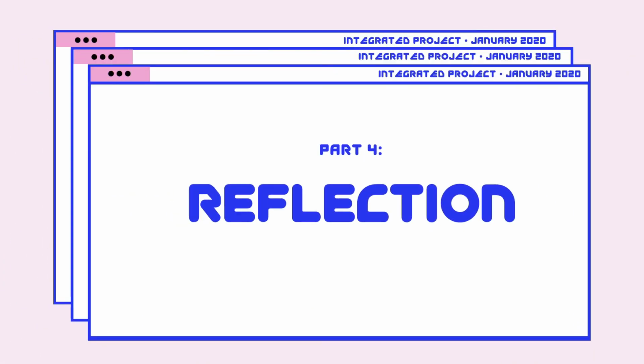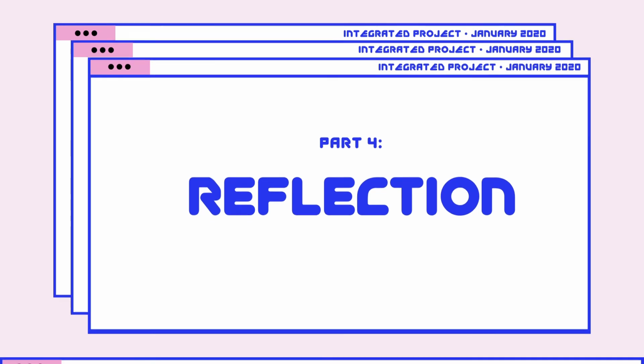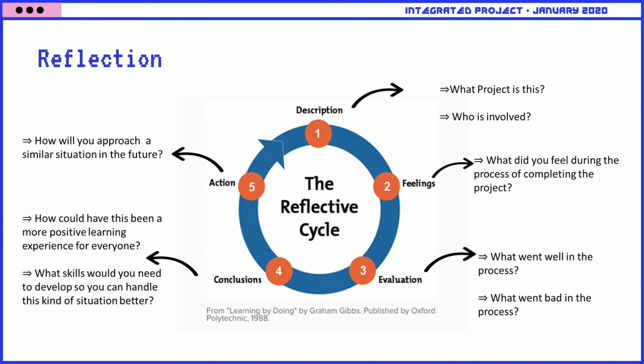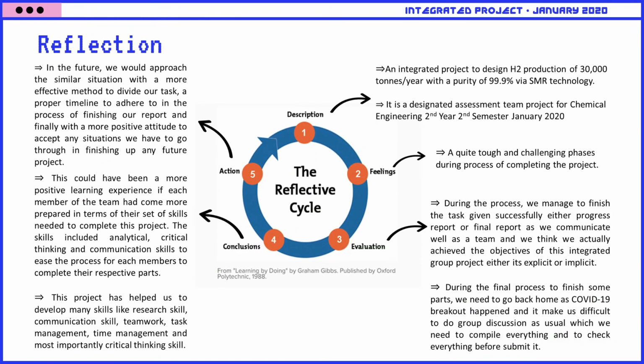So, the next and last part of this video is the reflection part. For the reflection part, we have followed Graham Gibbs' reflective cycle. So, these are some of the questions for the reflection. The reflective cycle consists of description, feelings, evaluation, conclusion, and also action. The answers to the questions can be obtained from the next slide. So this is the answer that we got for our reflection part.